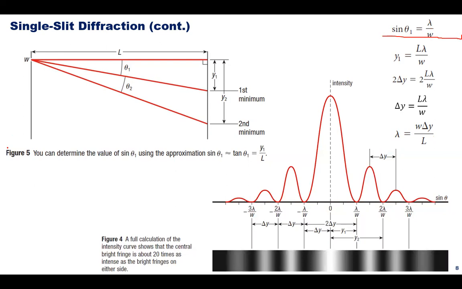Okay, so here on the top left, figure 5 shows the projection of the fringes on the screen. The distance y1, which is here, of the first minimum from the central maximum is then y1 equals L lambda over W. So here, because L is very long, we can use the approximation that sine theta is approximately tangent theta.